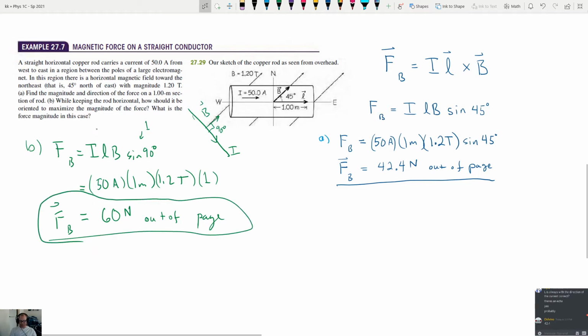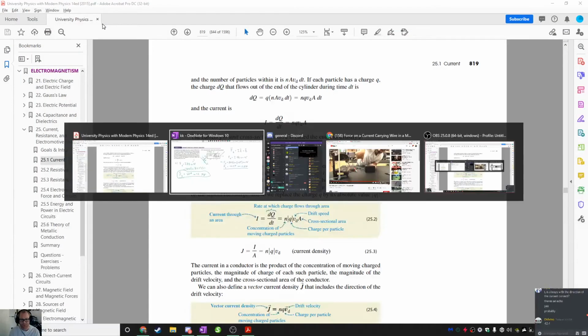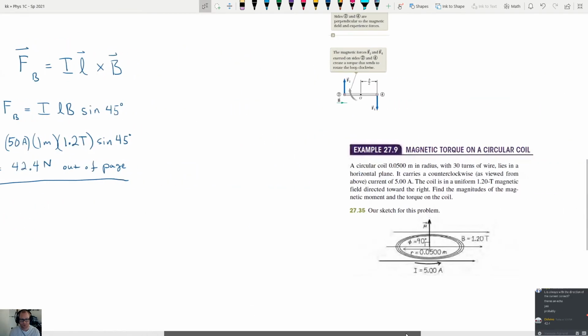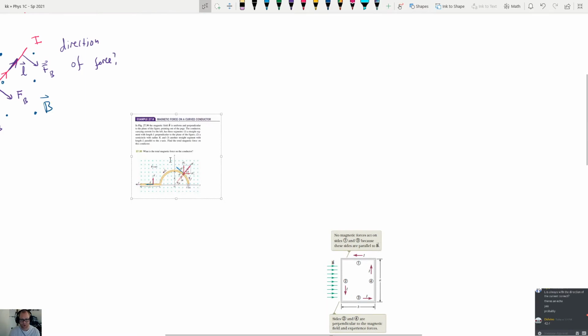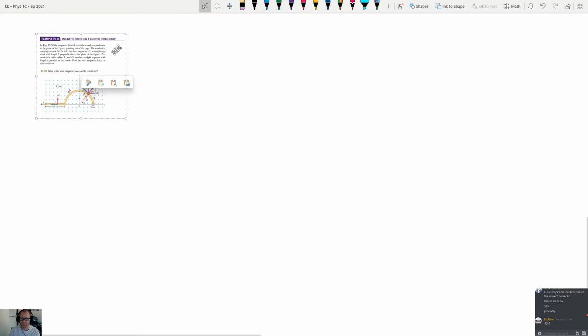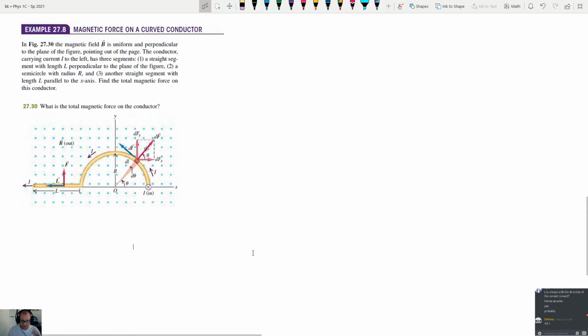Pretty easy, right? Okay. Let's look at one that's a little trickier. Let's look at a curved wire. So, magnetic force in a curved conductor. Now we have a wire like this, where the current is flowing around this semicircle, and then off to the left here.